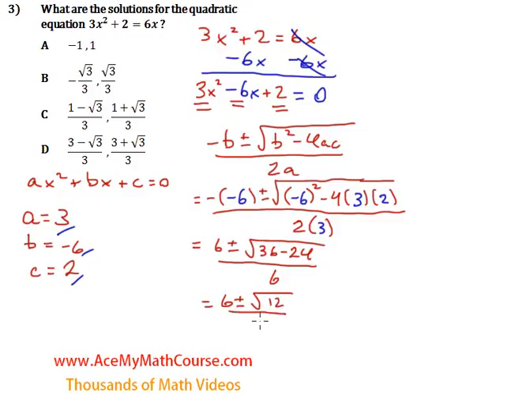All over 6. Now remember that we can simplify the square root of 12. And what can we do with it? Well, 12 is 4 times 3, and 4 is a perfect square. The square root of 4 is 2. So we get 2 times the square root of 3, which is the square root of 12.